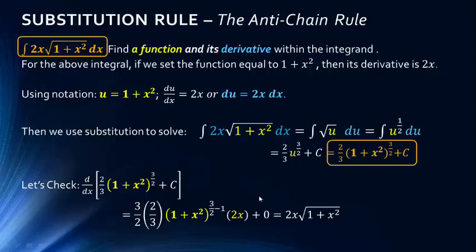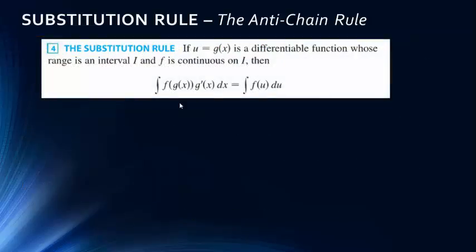When I simplify this, I see I get right back to where I started. So this is actually working. So again, the substitution rule here is to simply find a function inside the integrand where its derivative is also inside that integrand, and then do the substitution and have a simpler problem.